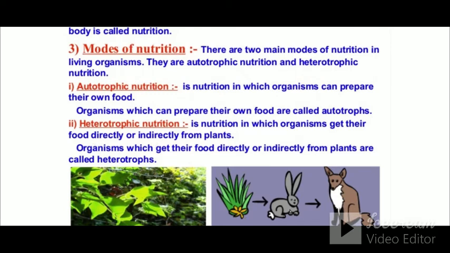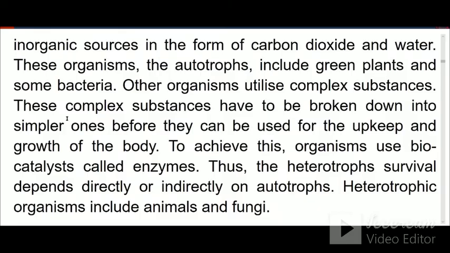So the herbivores consume vegetation and the carnivores consume herbivores. These complex substances have to be broken down into simpler ones before they can be used for the upkeep and growth of the body. So when we consume any type of food, for example an apple, that apple contains minerals, vitamins and proteins, but that should be broken down into a simpler form so that the body can digest it, and that energy is consumed by cells.